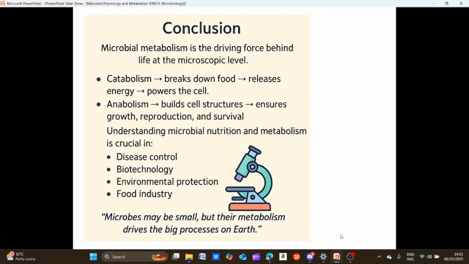So, microorganisms may be very small, but they are very, very organized. They may be very small, but their metabolism is the one that drives very big processes on Earth.